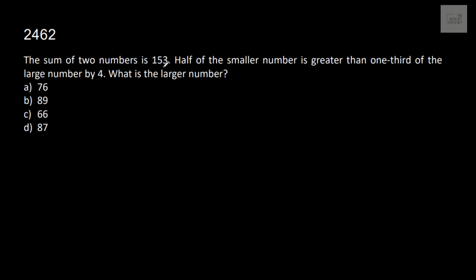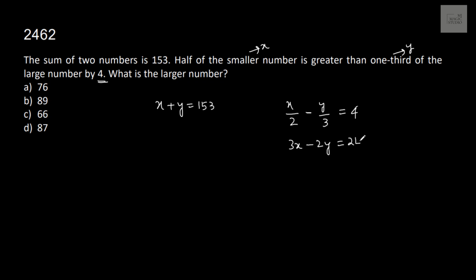The sum of two numbers is 153. x plus y is 153. Half of the smaller number, let it be x, is greater than 1/3 of the larger number, let it be y, by 4. So x by 2 minus y by 3 should be equal to 4. So now here we have 3x minus 2y equals 6 into 4, 24. Let me multiply the first equation by 3.